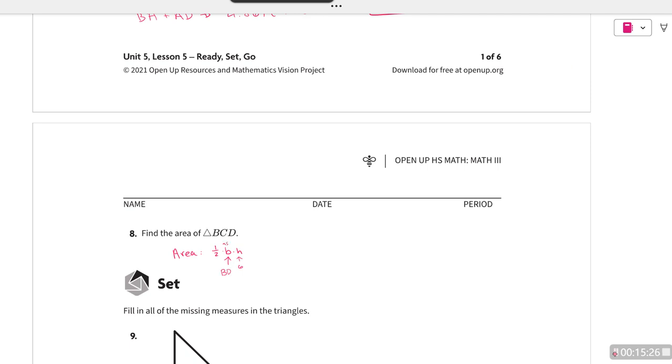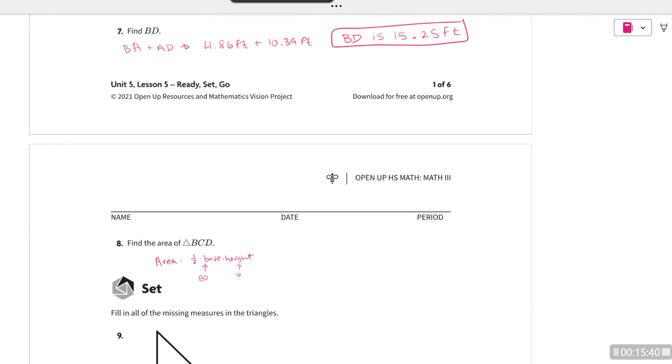So base, I'll write out the words, base times height. We just said that we know BD, right? We just said that BD is 15.25 feet, and we know that it is a height of 6. Now, notice I have feet twice, so my area is going to be feet squared. So I just have to multiply these.